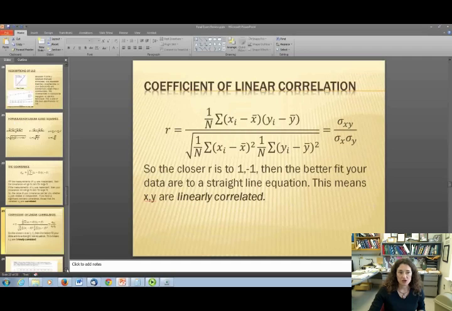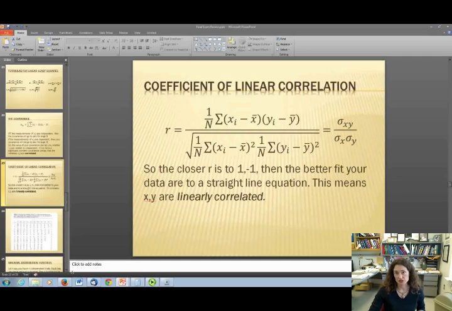Then we talked about the coefficient of linear correlation, and the formula for the coefficient of linear correlation is given here. Okay, if two variables are linearly correlated, then that means that they are well fit by a straight line. And if they're well fit by a straight line, then r will tend to 1 or minus 1. Okay, so the closer the absolute value of r is to 1, the better fit it is by a straight line.